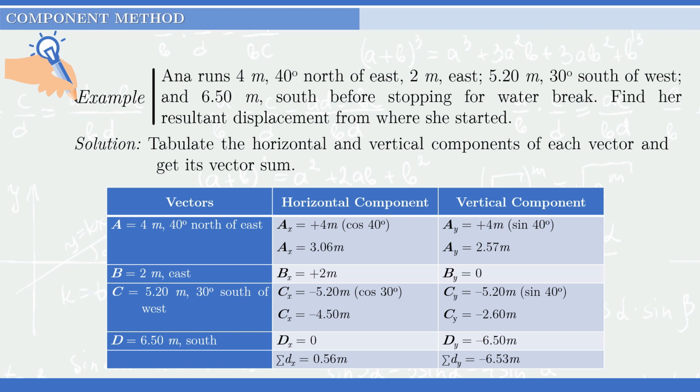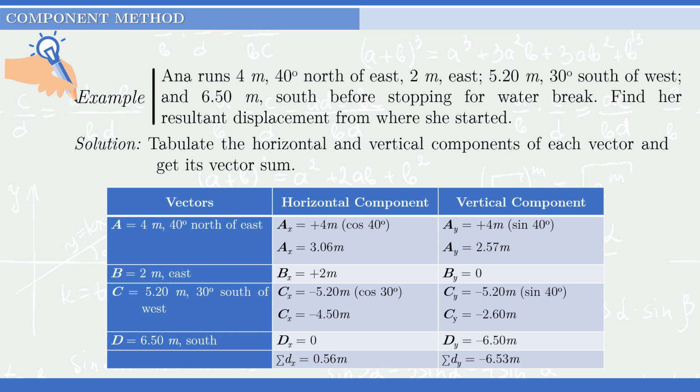For vector C, we have 5.2 meters, 30 degrees south of west. Note that the indicated direction lies in the third quadrant, where tangent is the only positive function. Therefore, sine and cosine are both negative. For the horizontal component, we have negative 5.2 meters cosine 30 degrees, and that is negative 4.5 meters. For the vertical component, we have negative 5.2 meters sine 30 degrees, and that yields negative 2.6 meters.